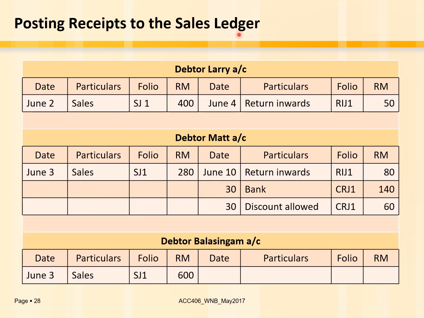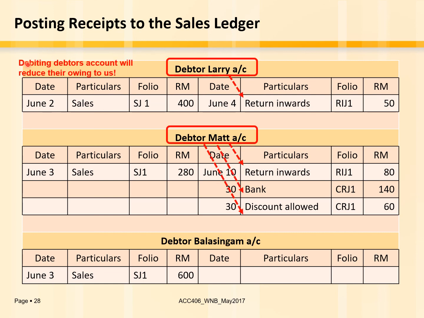Next adalah post receipt to the sales ledger. Remember tadi kita ada jual kepada Larry. Kita jual kepada Matt. Kita ada jual kepada Balasingham. Therefore, kita akan debit debtor account will reduce the owing to us. So, untuk Larry dia tak ada buat pembayaran. Kita ada return inwards je. So, kita keluarkan. Untuk Matt dia ada pembayaran. Tadi dia bayar 140, right? So, kita bagi dia discount 200. So, kita kena keluarkan baki account dia lah. Sebab dia dah tak hutang dengan kita.